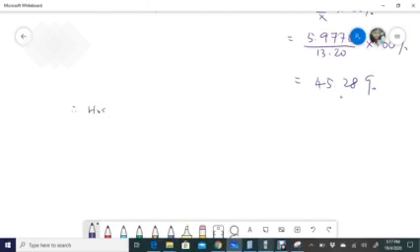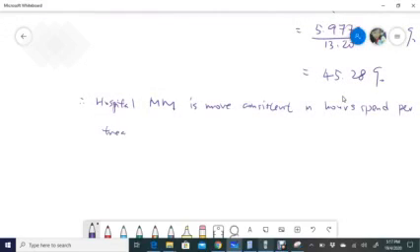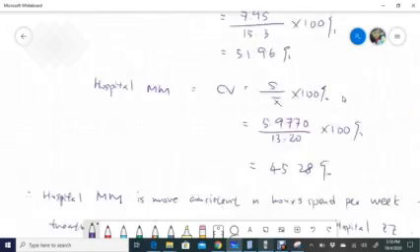So your answer will be: hospital ACL is more consistent in hours spent per week for ACL treatment of the patient compared to hospital ZZ. Okay, you must have the whole thing.